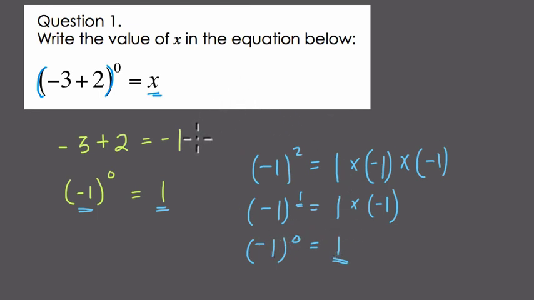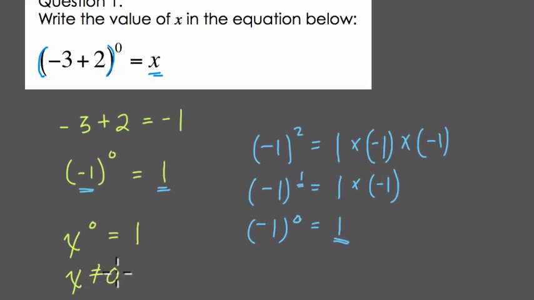So there are other ways to think about why the 0 power leads to 1. I'll just leave it here so we have something to think about. And the basic law of exponents that we're using here is that x to the 0 equals 1 as long as x is not 0. In other words, if we're dealing with 0 to the 0 power, right, that's an entirely different story. And that's something you wouldn't typically see in these kinds of problems.